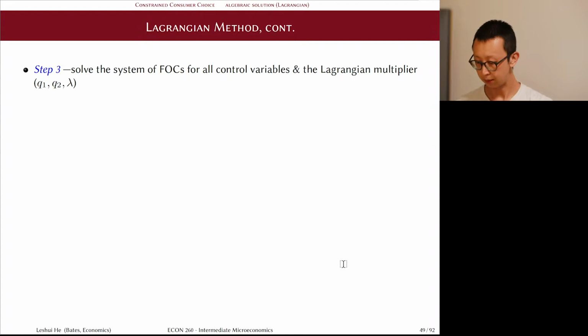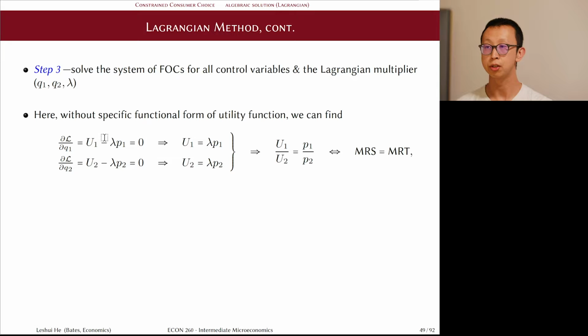First, we can rewrite the first 2 first order conditions, which we copy-pasted from the previous slide. The derivative of the Lagrangian with respect to Q1 and the derivative of the Lagrangian with respect to Q2 are forced to be 0 here and here. So with these 2 first order conditions in place, we can rewrite each one of them slightly by moving the lambda P1 and lambda P2 terms with negative signs to the other side of the equality. Then what we end up with are the following. We're going to have U1 is equal to lambda P1 and U2 is equal to lambda P2.